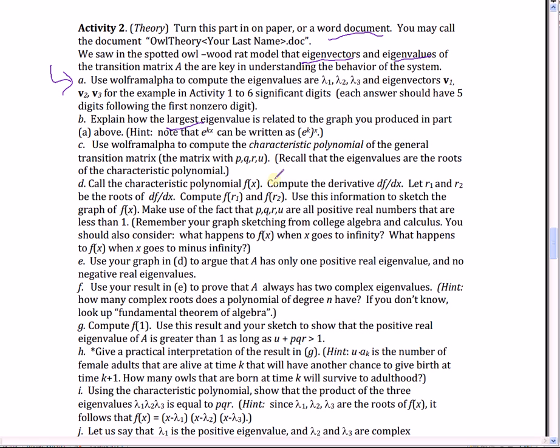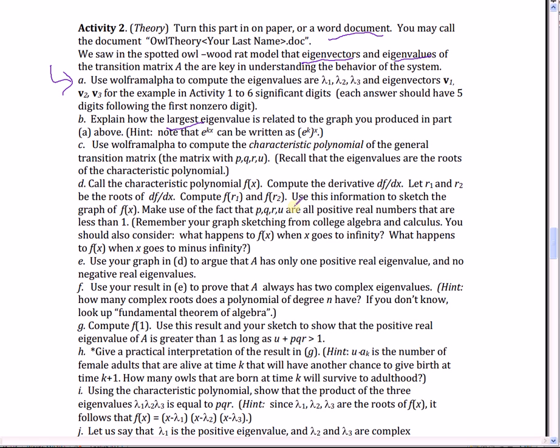Now, I want you to remember from calculus, if you don't remember, look it up. What is the significance of the roots of the derivative? In other words, when the derivative of the function is 0, what does that tell you about the graph of the function? That gives you some very important behavior of the function. And you can use that to make a graph of the function. So I want you to use this information to sketch the graph of f of x.